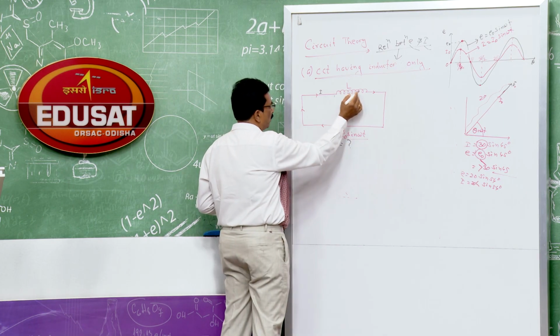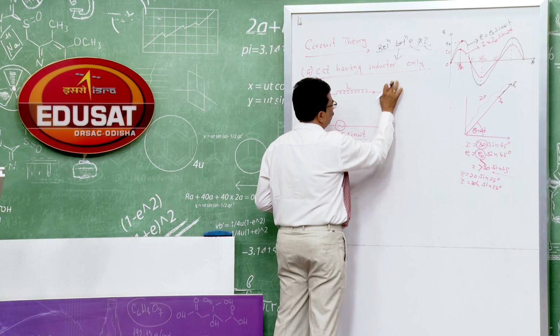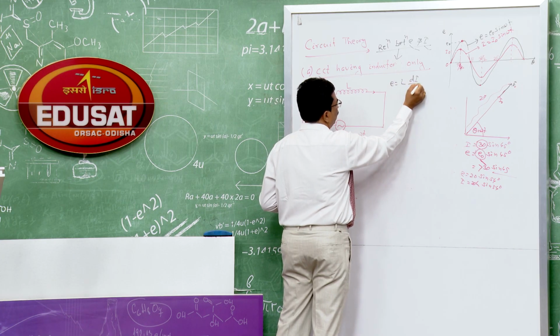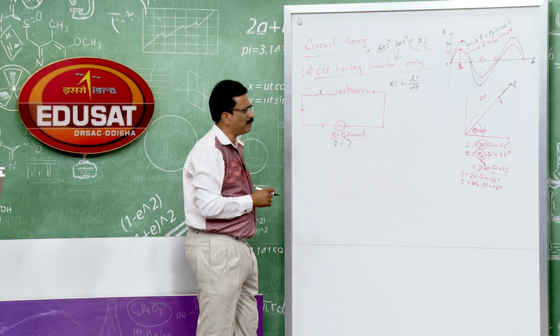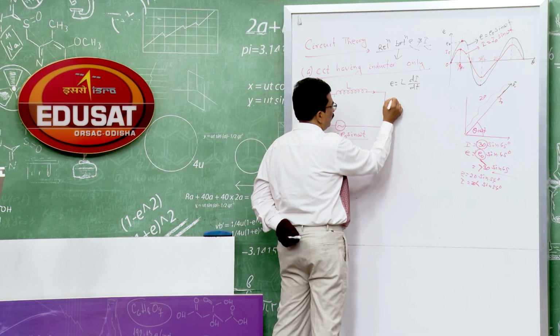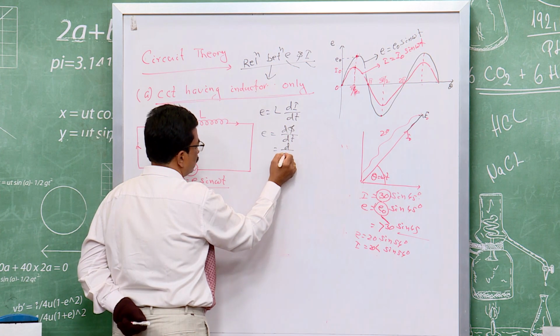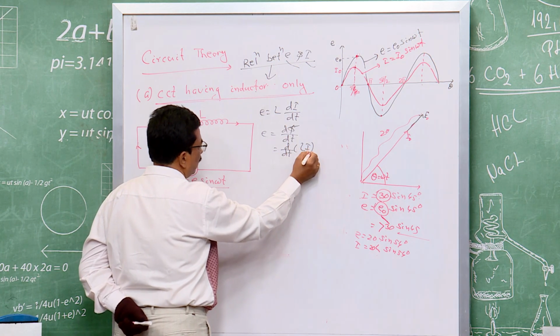So, according to the inductor, by using Faraday's law, you know that E is equal to L di by dt. Do you know this formula? Because we know E is equal to d phi by dt, that is equal to d by dt of phi. Phi is equal to Li.